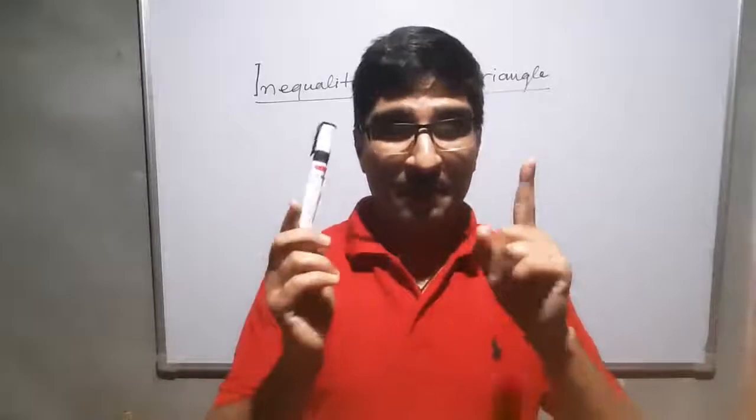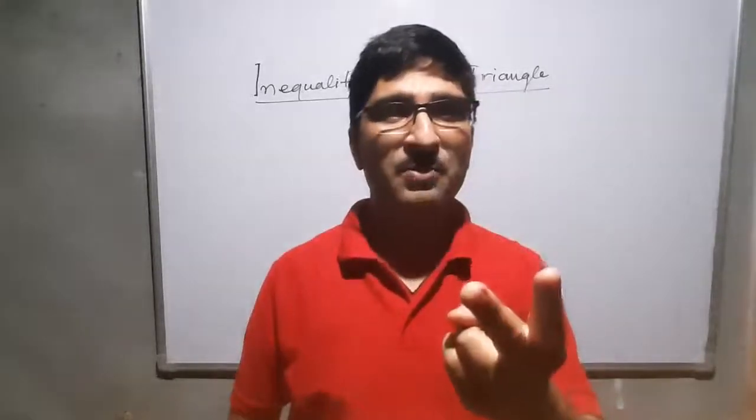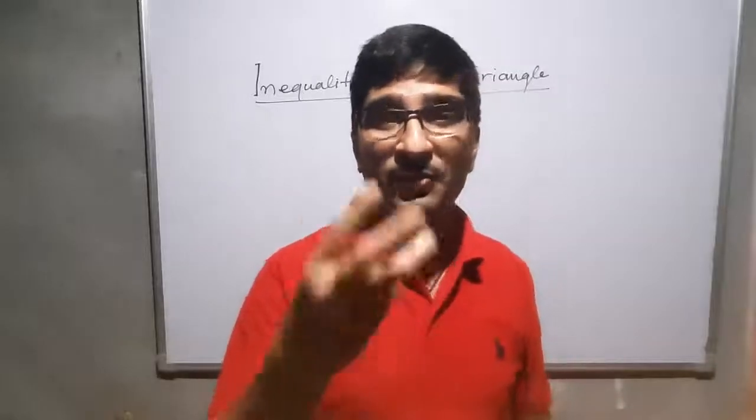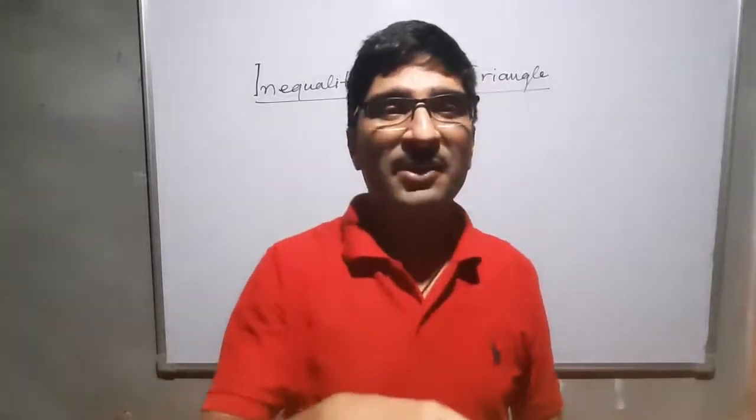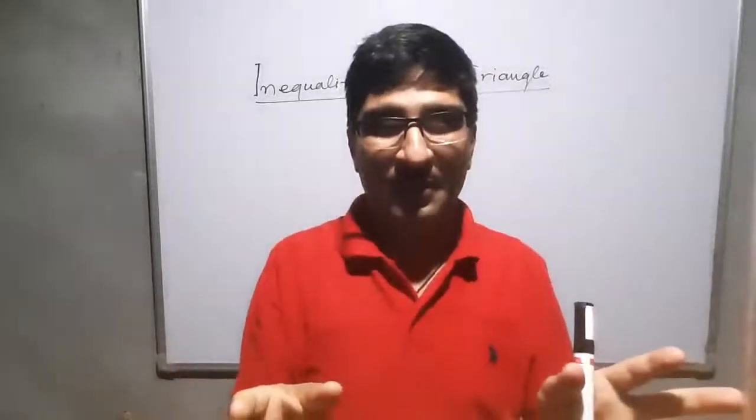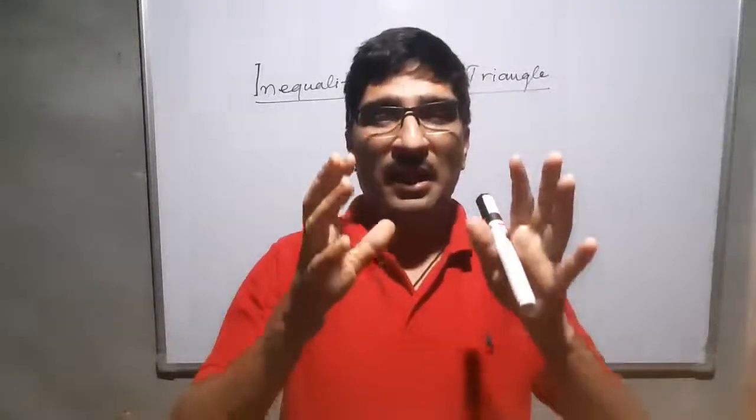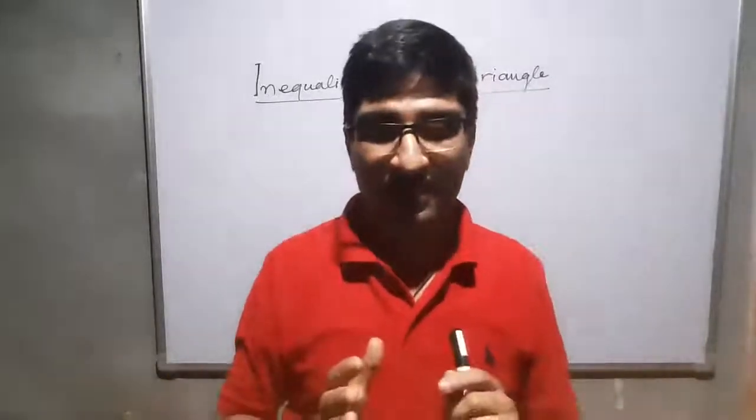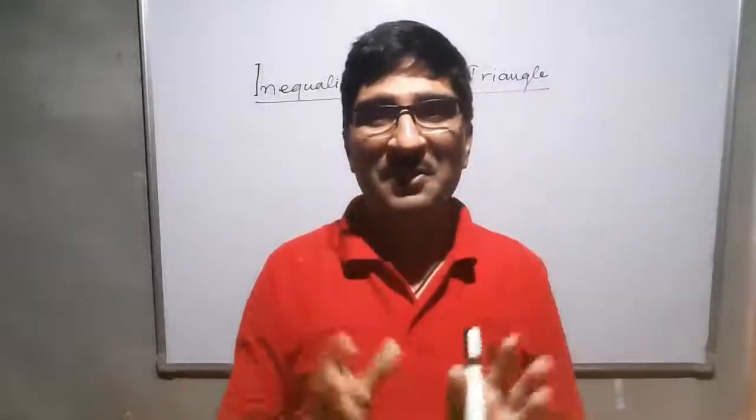Very clear: in an isosceles triangle, two sides equal means two angles will be equal. In an equilateral triangle, three sides equal means three angles are equal. Now in a scalene triangle, no two sides equal means no two angles are equal. So we are concentrating here on the scalene triangle, where all the sides are of different measures.